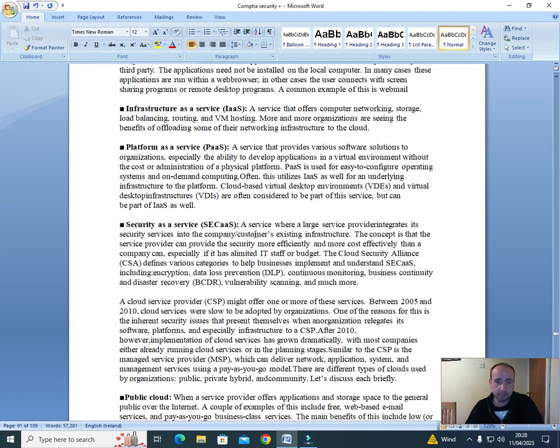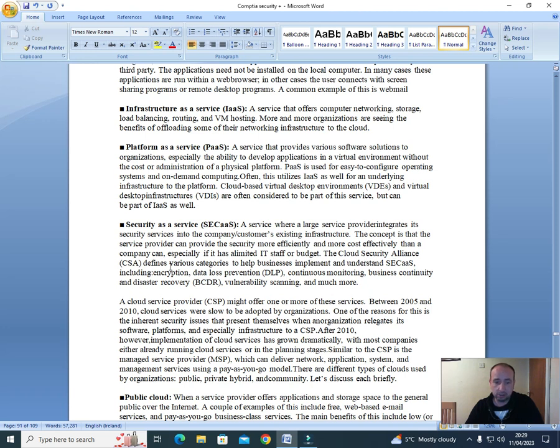Security as a service, SECaaS, a service where a large service provider integrates its security services into the company customer's existing infrastructure. The concept is that the service provider can provide the security more efficiently and more cost effectively than the company can, especially if it has a limited IT staff or budget.